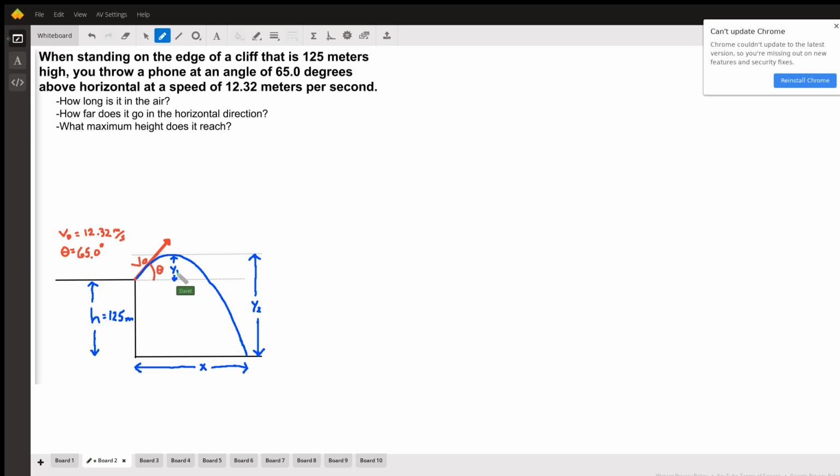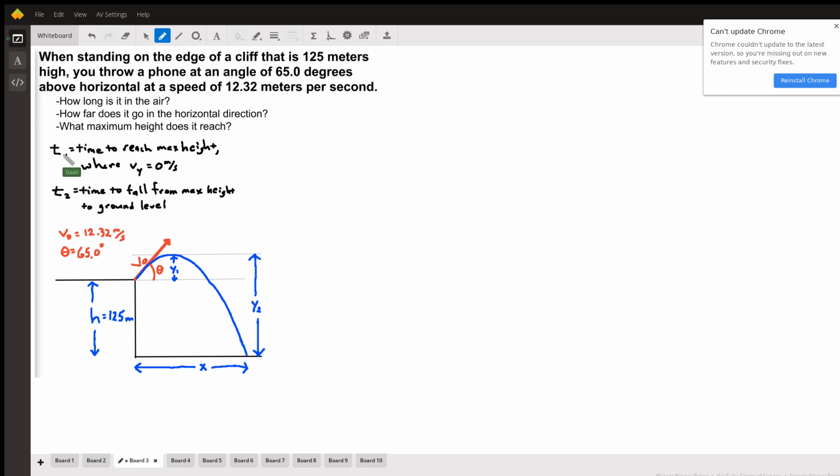And I'm labeling this the height above the cliff level, y1, and then the height above the ground level. That's what we're trying to find for this third one here. I'm calling that y2. And I'm going to introduce 2 more variables here, t1 and t2. t1 is the time it takes to reach the maximum height, where it's y1 above the launch level, and then t2 is the time for it to fall from that height. That matches up with y2.